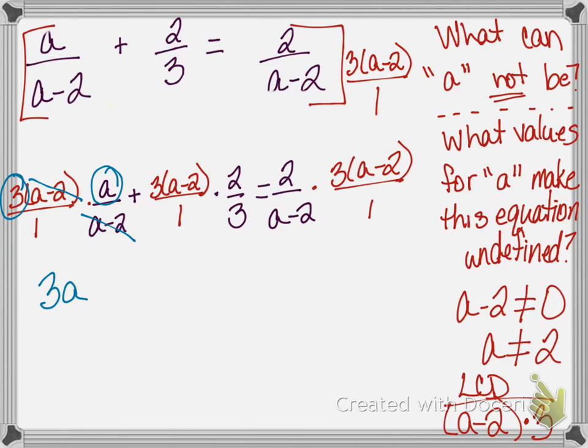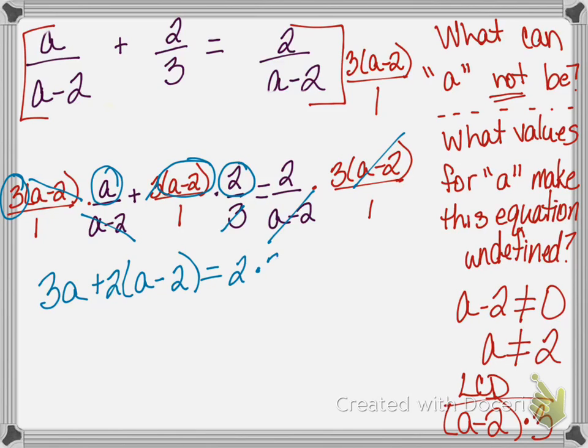For my second one, my 3's cancel out. So I am left with 2 times a minus 2. I'm going to have to distribute that 2, so you've got to be careful there. And then here my a minus 2 and my a minus 2 cancel, so I'm left with 2 times 3.